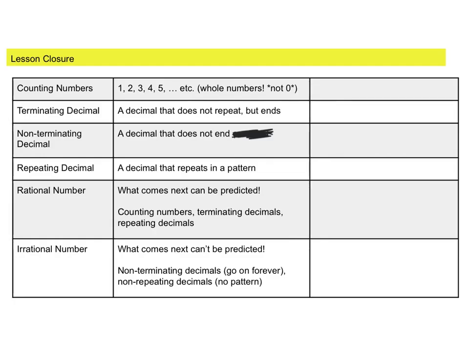All right, just to review our learning for today, counting numbers are numbers like 1, 2, 3, 4, 5. They're whole numbers. We don't start with 0 though. Terminating decimals are decimals that do not repeat, they just end. Non-terminating decimals are decimals that do not end. Repeating decimals are decimals that repeat in a pattern. These are also non-terminating because they just repeat, they don't stop. Rational numbers are numbers that can be predicted. And irrational numbers are numbers that cannot be predicted. And you have your list of those down below: counting numbers, terminating decimals, and repeating decimals, and then non-terminating decimals and non-repeating decimals here.